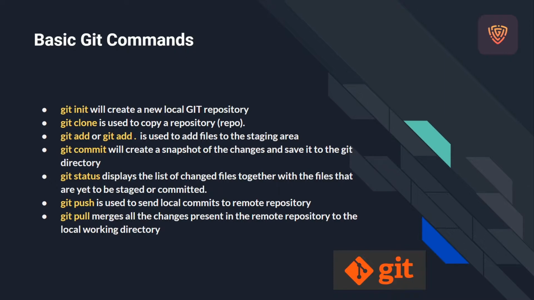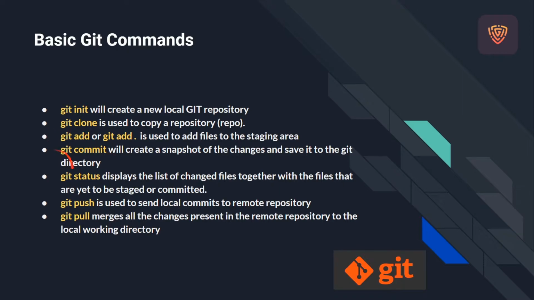We also have git add, or git add dot. Git add basically means take the files you have and add them to the staging system. That means get them ready for committing or submitting the code. Then git commit, which you do after you say git add, and we'll see how that works. Git commit means you create a snapshot of the changes and you save it to the Git directory. Whatever changes you made, if you deleted something or added something, it will record that and add it to the Git system.